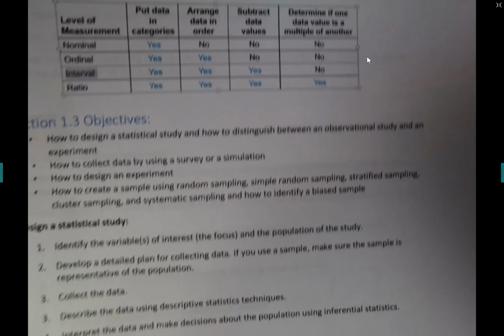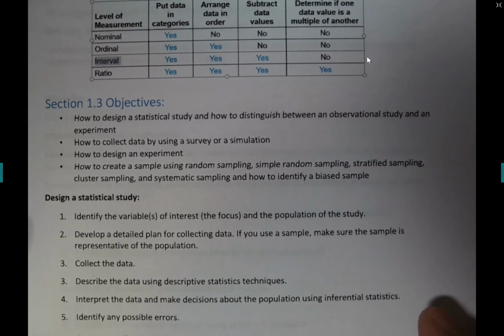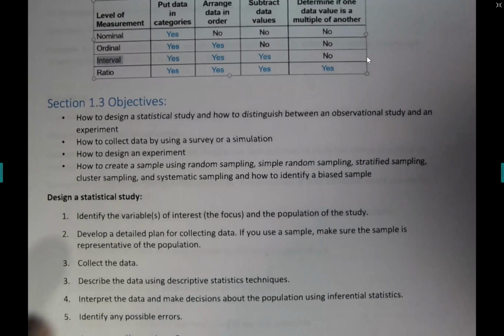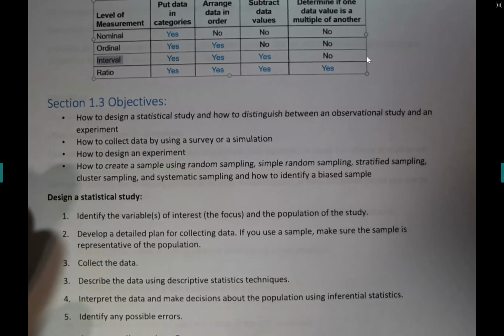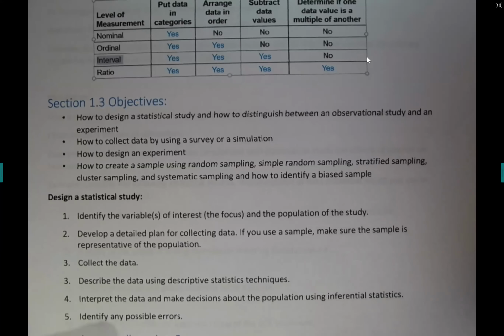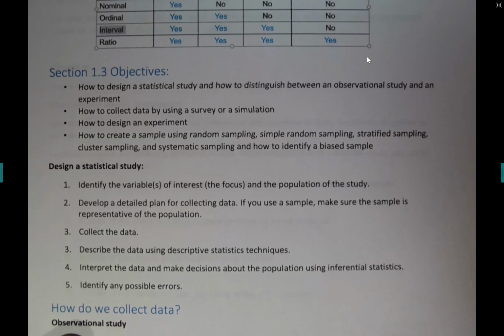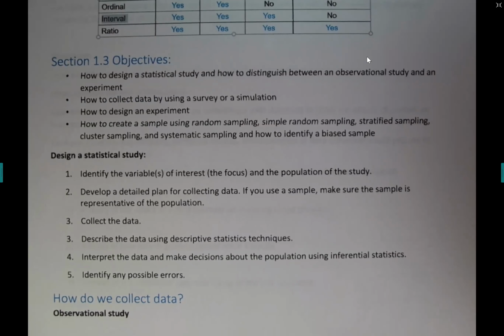All right. Section 1.3, that's the last section. And actually this part here is not going to be required, but I just thought I'd make you aware of it. So I won't be testing you on how to design a statistical study. When you do actual research, you have to be aware of it. But I'm just going to show you how good statisticians design a statistical study and plan on collecting data.